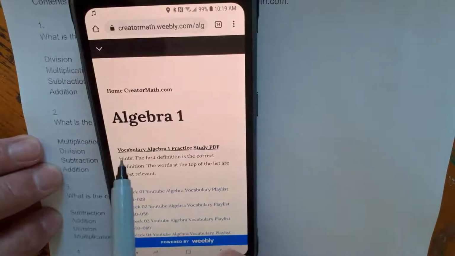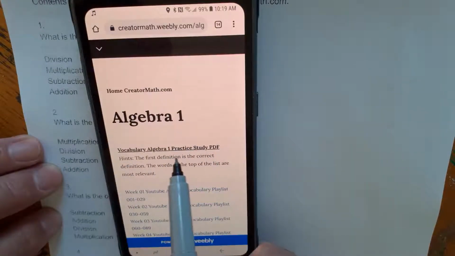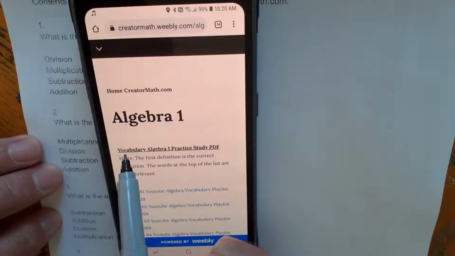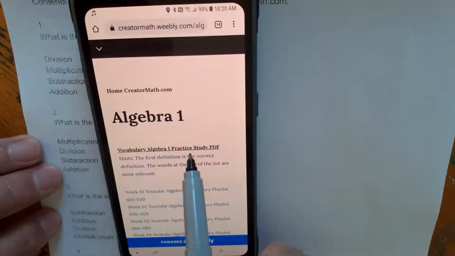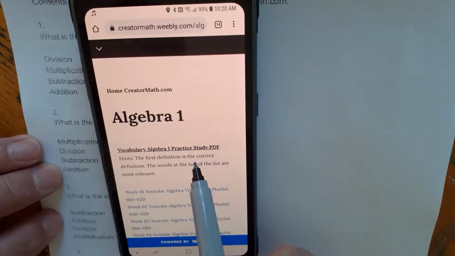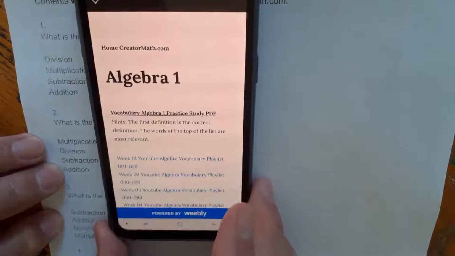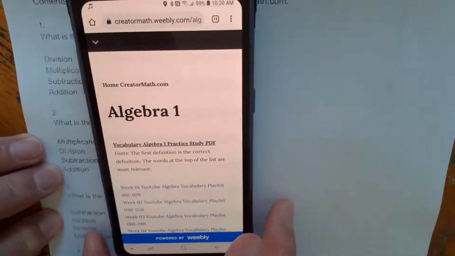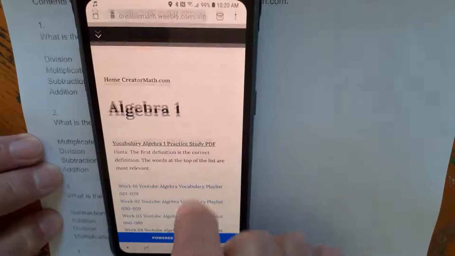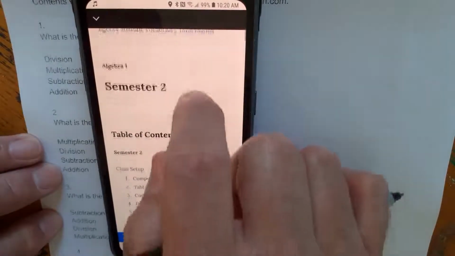All right, so if you aren't getting a 100% on your vocabulary practices, make sure you figure out how to open the Vocabulary Algebra 1 Practice Study PDF. It's got every vocabulary word for the entire school year in there, you guys. And if you search it, you're going to be able to get 100% on those assignments, all right? And it'll help you learn them a lot more quickly.